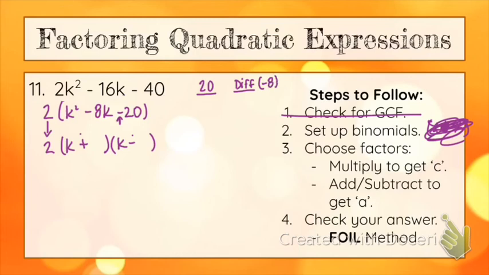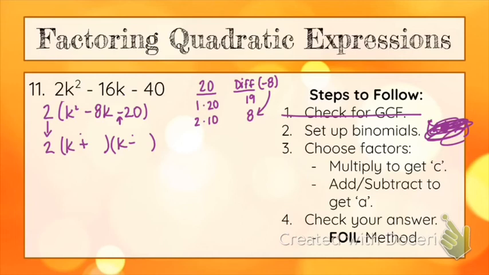All right, so let's list the different factors of 20. We have 1 times 20. The difference of those is 19. We have 2 times 10. The difference of those is 8. Whoa, we're already done. We don't have to go any further. Don't need any more factors because we found our magic number.